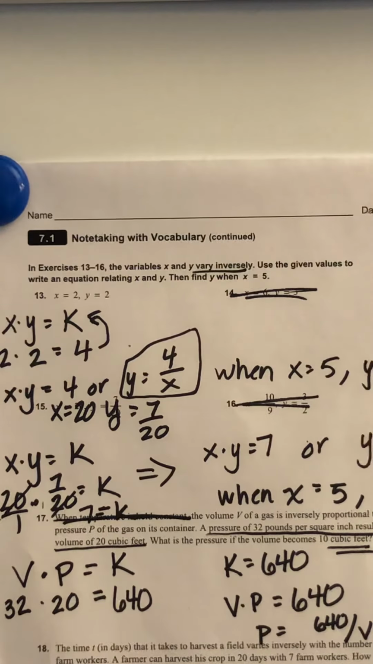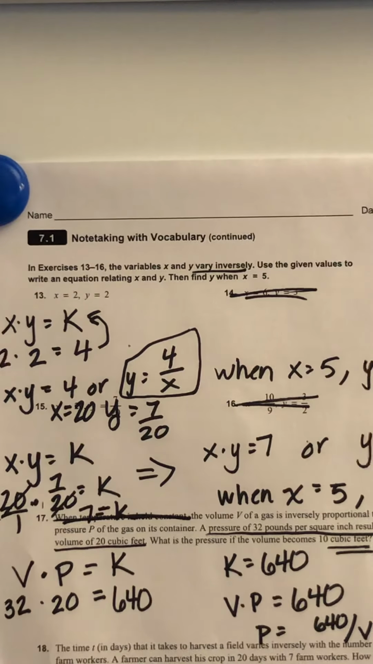And 18, the time in days T that it takes for a farmer to harvest a field varies inversely with the number of farm workers, right? The more workers you have, the less time it takes. That's an inverse variation. Our farmer can harvest his crops in 20 days with 7 farm workers. How long will it take him to harvest the crop if he hires 10 farm workers?